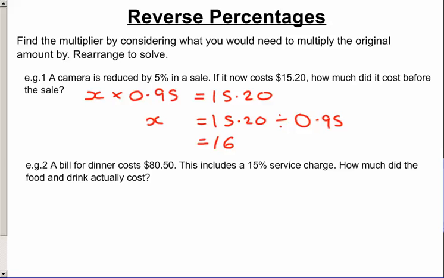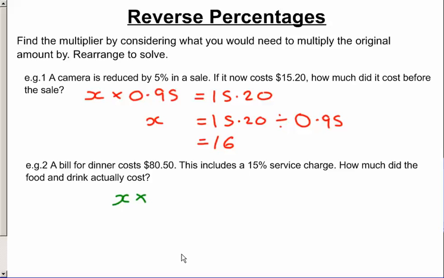In the second example, we're told that a dinner costs $80.50. And that $80.50 includes a service charge of 15%. So we're asked, how much did the food and drink cost before that 15% service charge was added? Let's say the food and drink cost X, because we don't know how much it actually cost, and we've got to add on 15% service charge. So we've got to multiply.